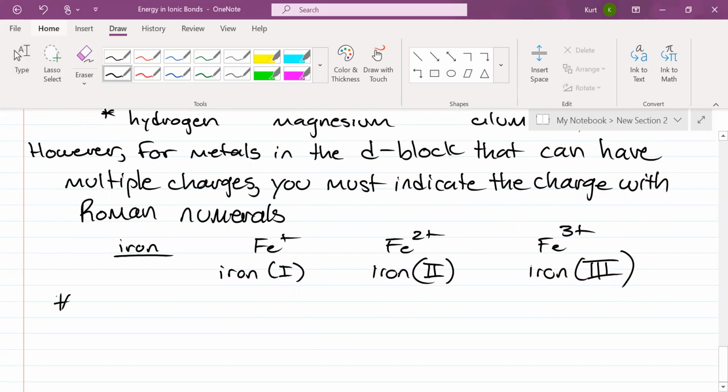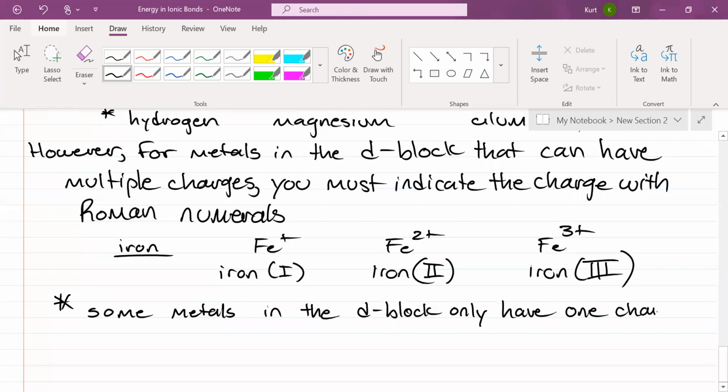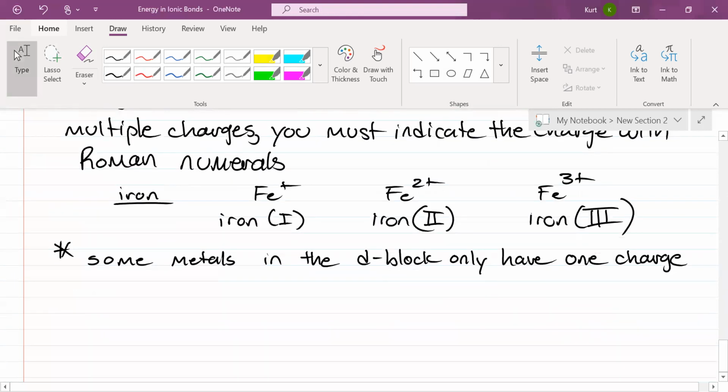So Arshan brought up a good point. There are some metals in the D block who only have one charge. The two that I can think of, and there's a third one that just is slipping my mind. We'll figure it out later. One is zinc. Zinc is always positive 2.